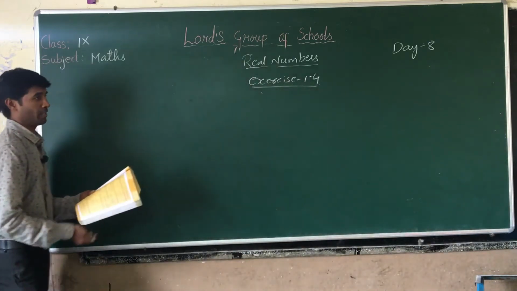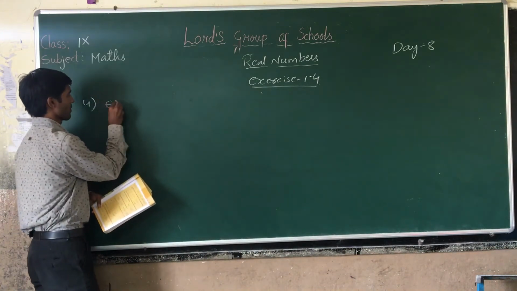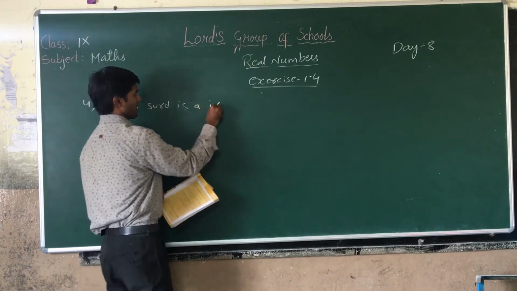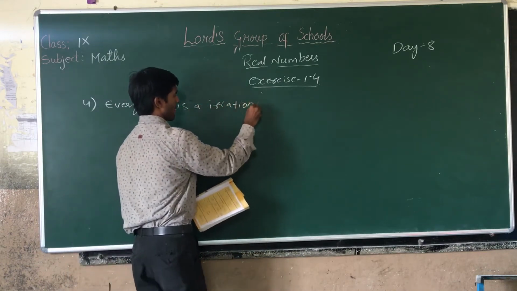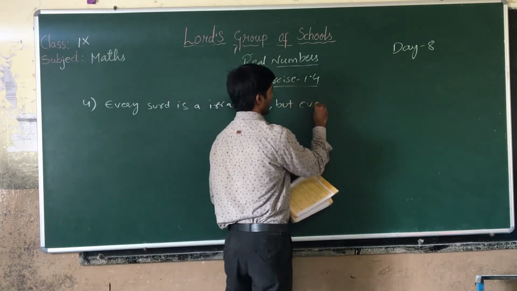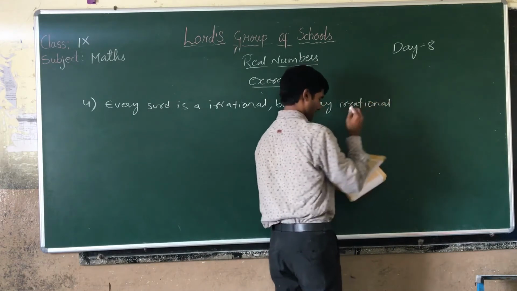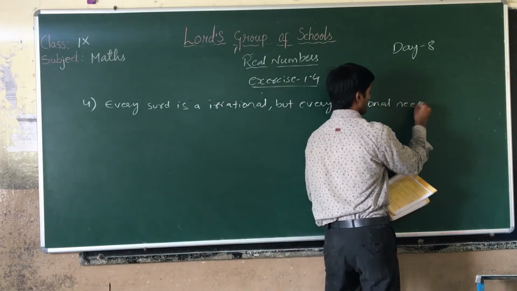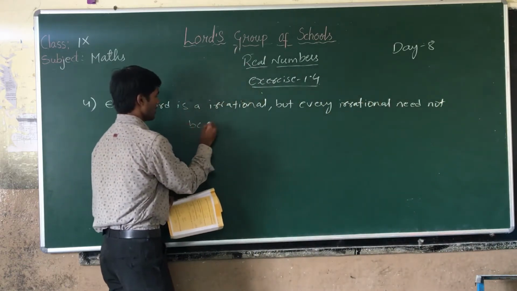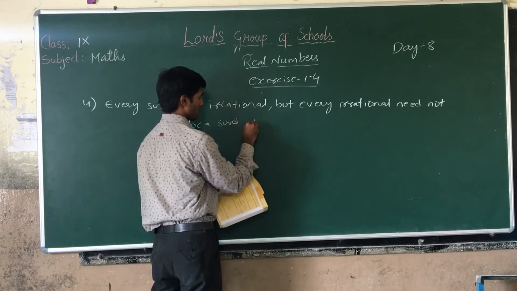Now the fourth bit, the fourth question, we have already discussed. That is: every surd is irrational, but every irrational number need not be a surd. Justify. The question is justified.